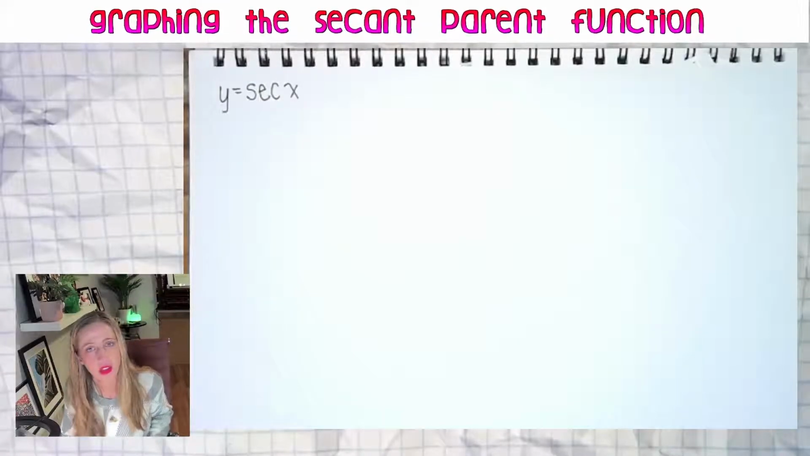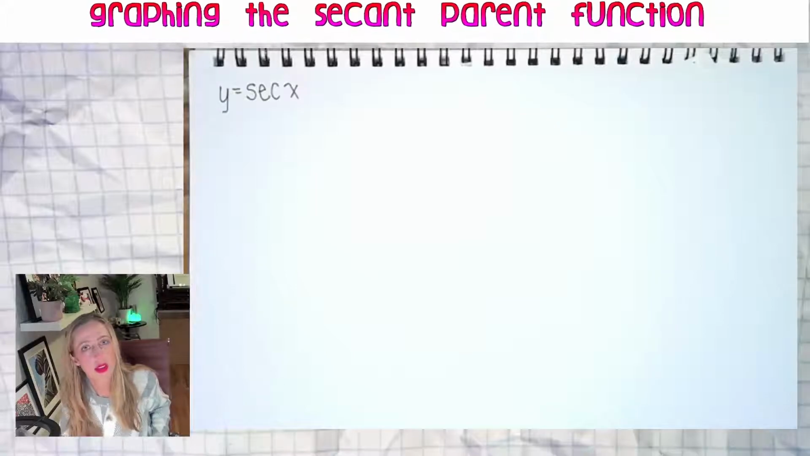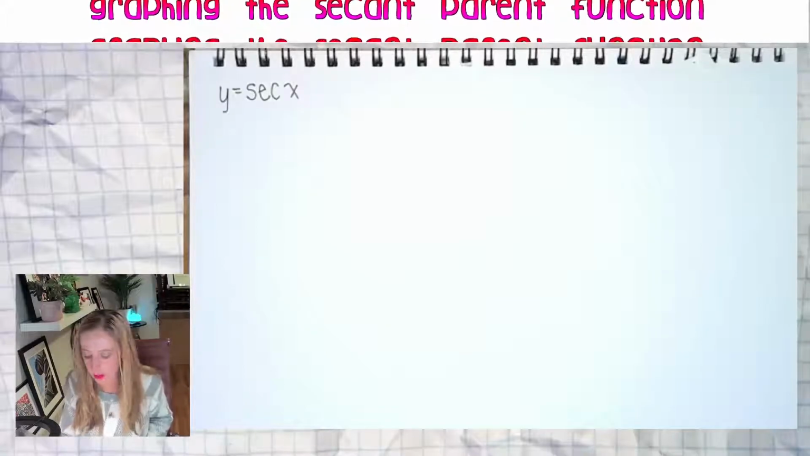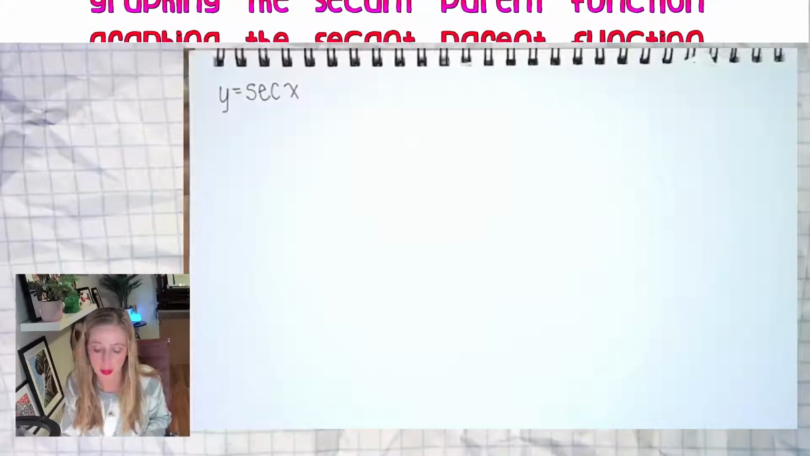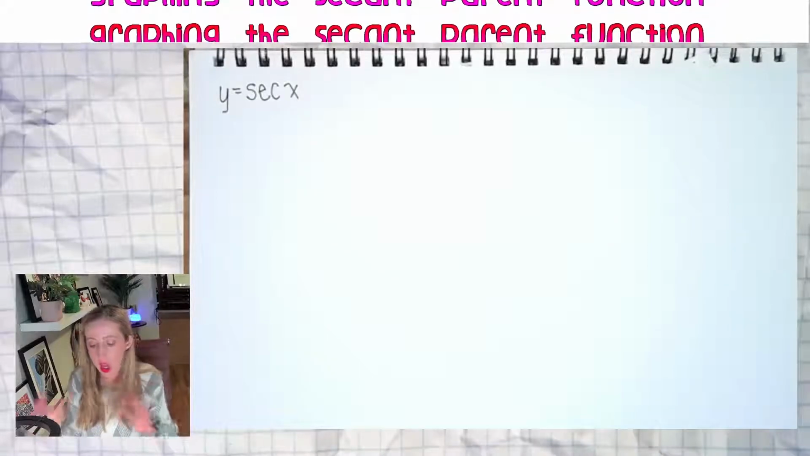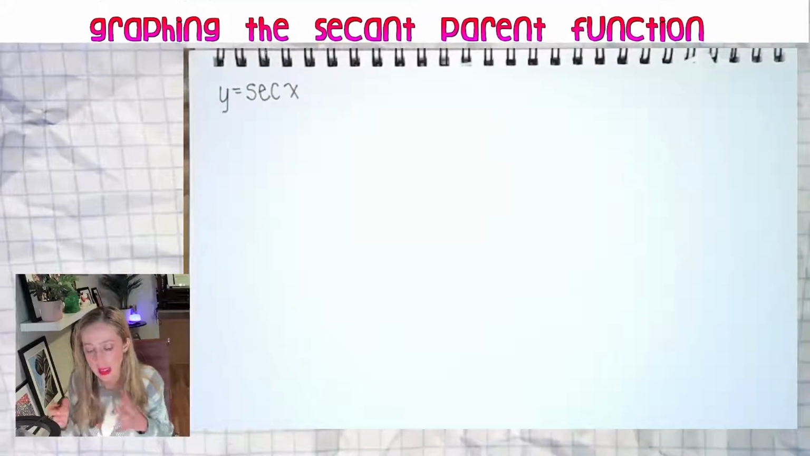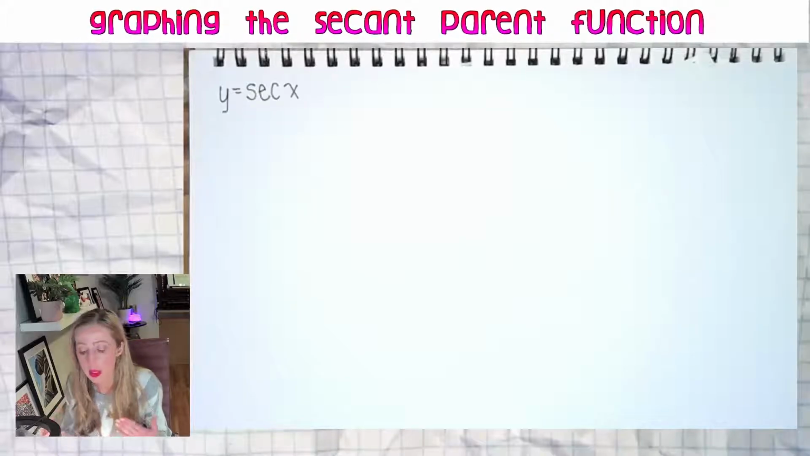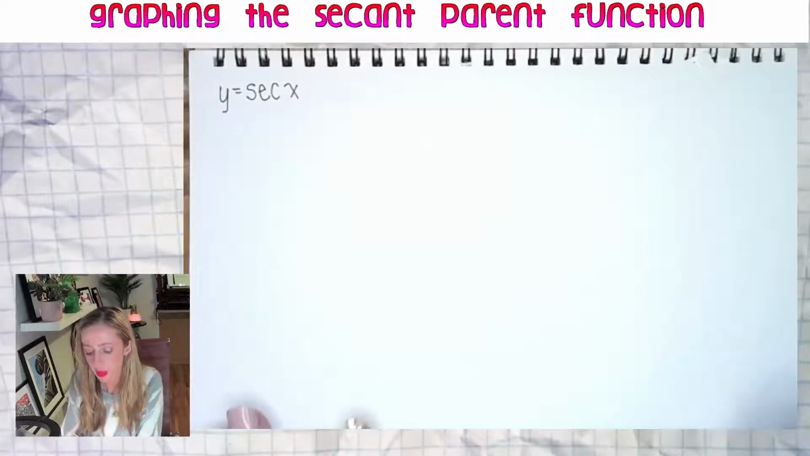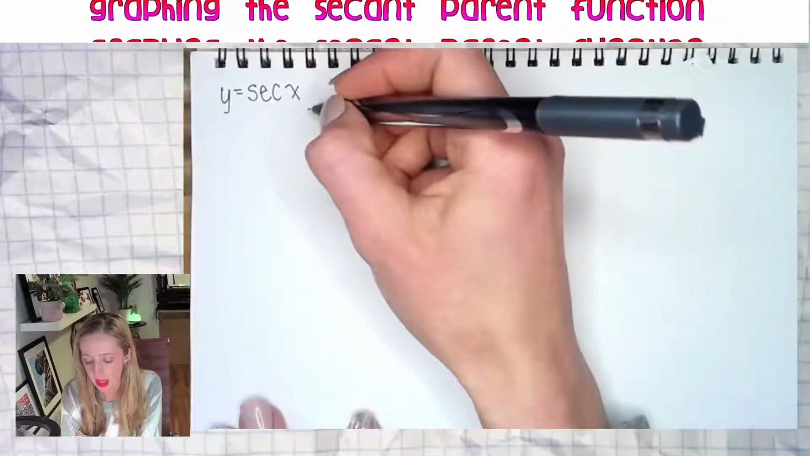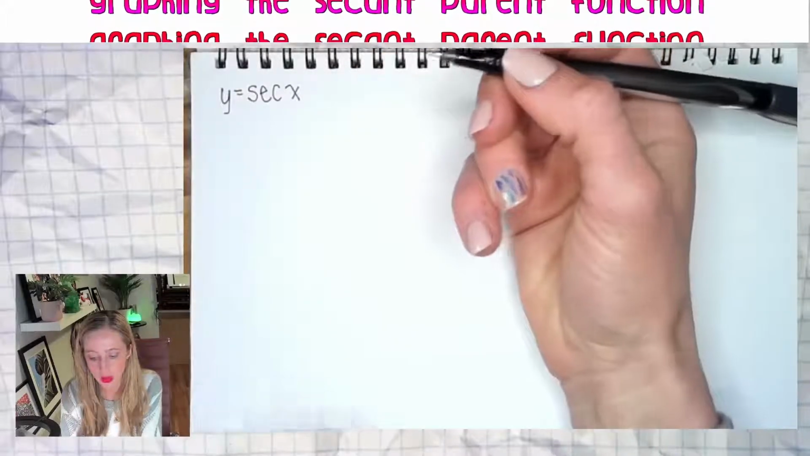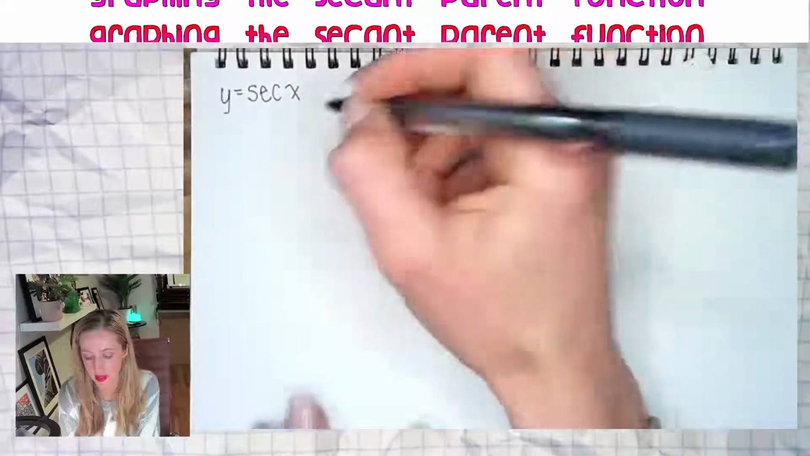Everybody, in this video we are going to be graphing the secant parent function. Since we're graphing the secant parent function and we just did the cosecant parent function, I think that we could kind of figure out what it is that we have to do. First thing we've got to do is recognize what the reciprocal of secant is.